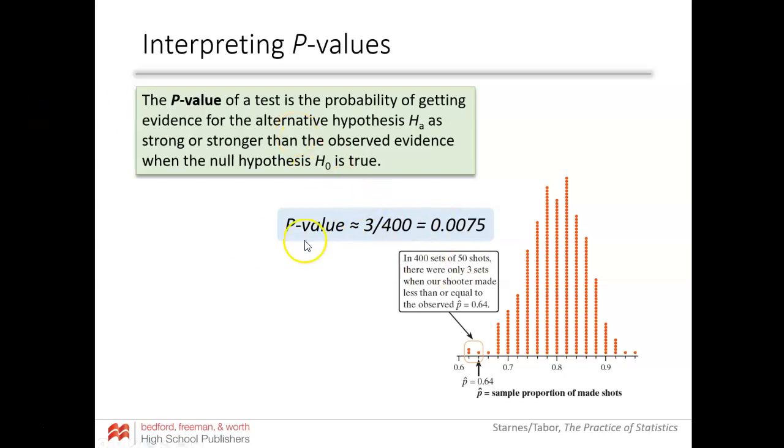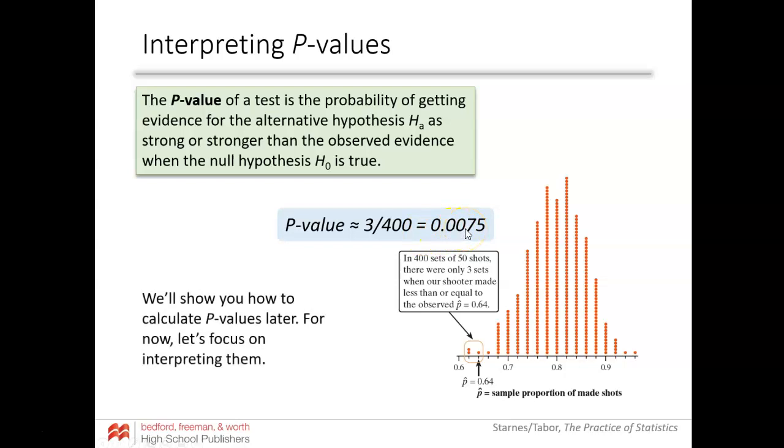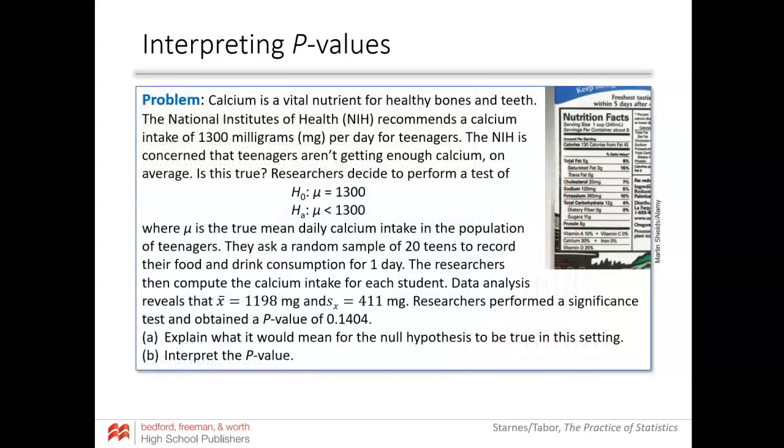So a p-value calculated at 0.0075, that tells us, we're not going to worry about calculation yet. We're just going to interpret it. Let's come back to this. If I remember correctly, we come back to this free throw shooter idea in a minute. I don't want to spill the beans again.